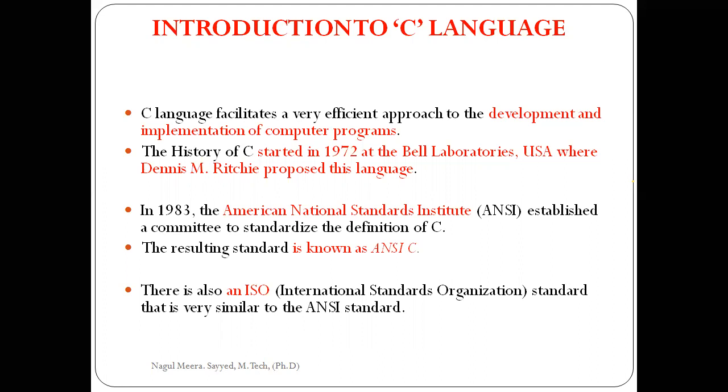In machine level language, we were using zeros and ones, but those are not understandable for humans. In assembly level language, some codes and symbols were used, which is also very difficult. But in high level language, pure English words are used, so this is very easy for humans. So simply, C language is one of the most popular high level computer languages.